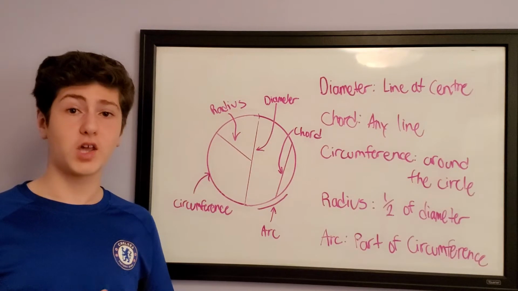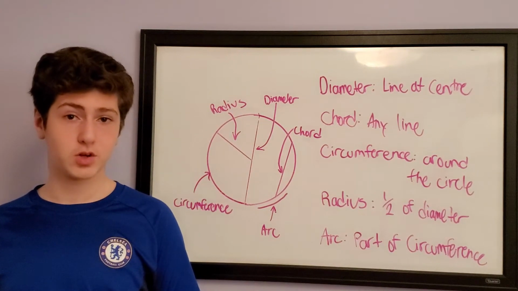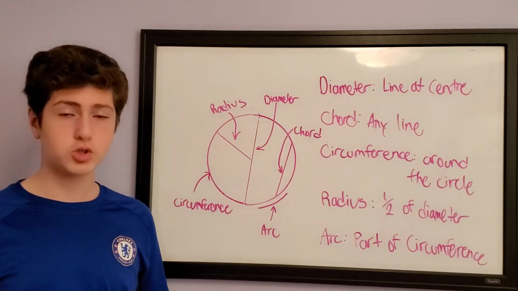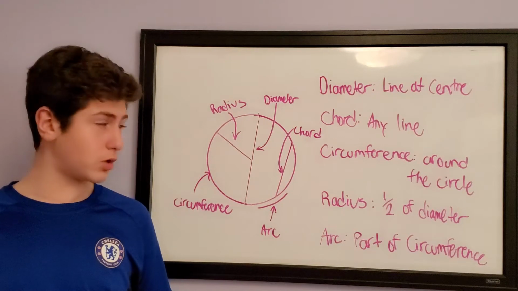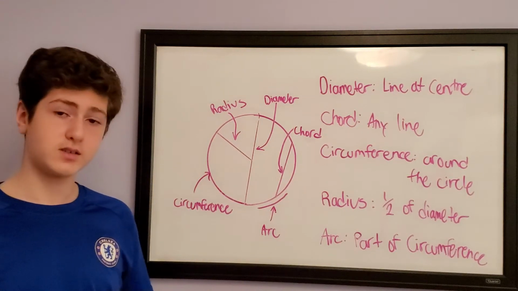Today, we're going to be talking about circles. We're going to discuss the 5 main parts of a circle as well as calculating their circumference. So the 5 main parts of a circle are the diameter, the chord, the circumference, the radius, and the arc.